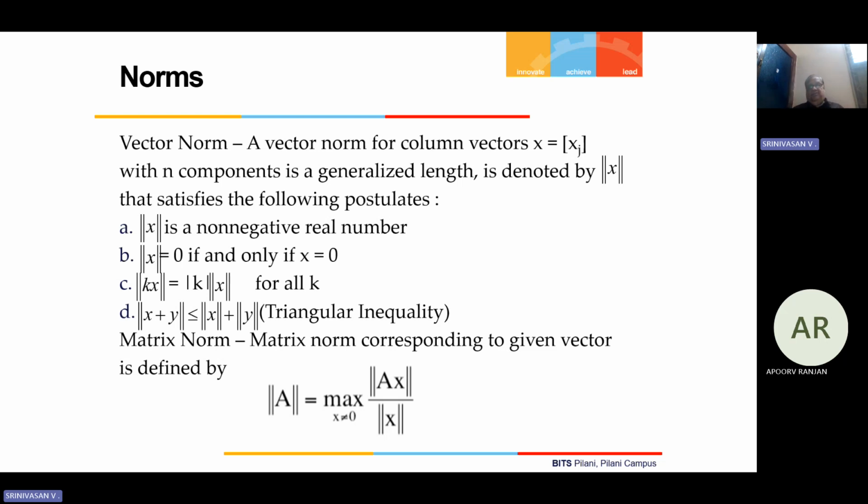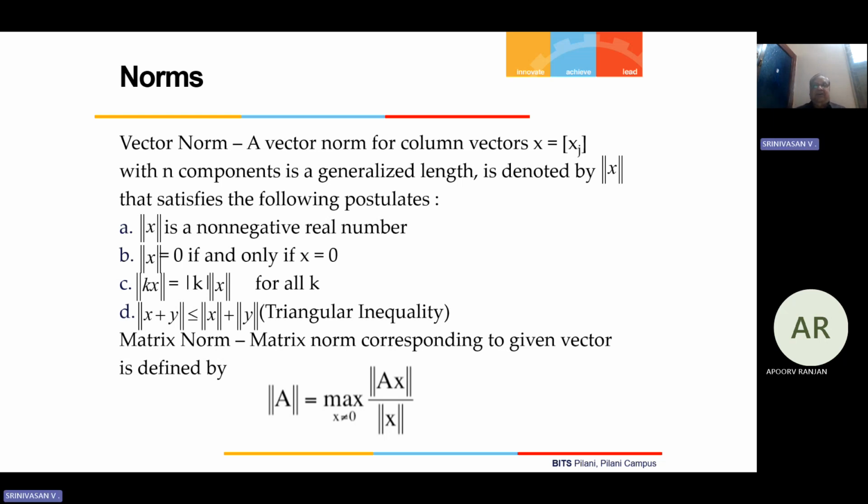And what are its properties? Norm x is a non-negative real number, that is, greater than or equal to 0. It cannot be negative. It can even be 0. When will it be 0? Only if x equal to 0. Only when x equal to 0, norm x is 0, that is norm 0 equal to 0. So for all non-zero vectors, you have a positive real number.